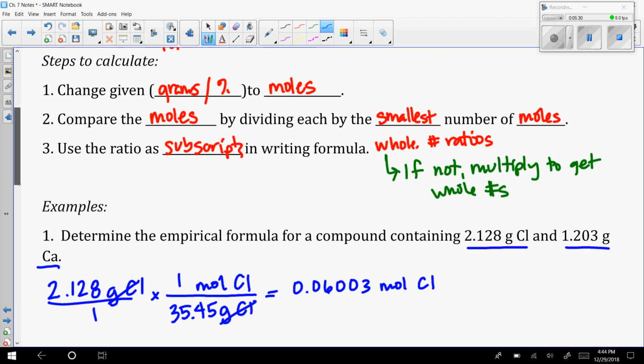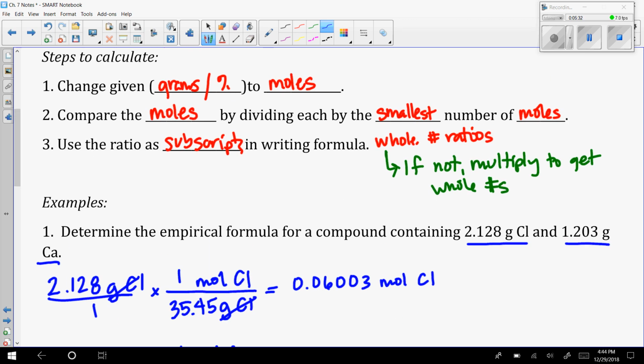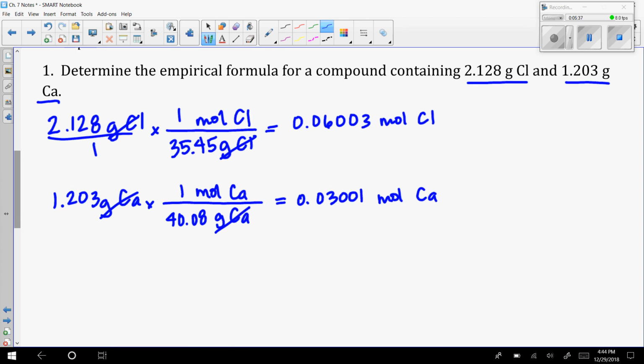So now I'm ready for step 2, which was to compare the moles by dividing each by the smallest number. So I look at these two values. I've got this one 0.06003, and then this one 0.03001. So the smaller is 0.03. So I'm going to take both of these and divide by 0.03001. When you have something divided by itself, you get 1. So that means I have 1 calcium.